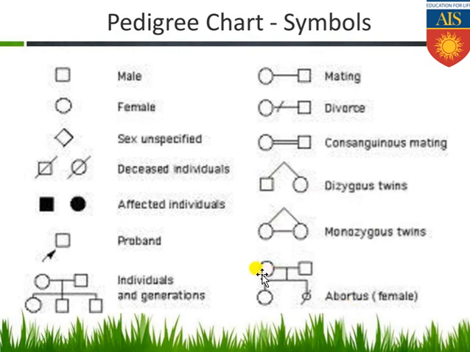In case of this symbol, you can see this female individual, the circle is small and it is also cut. That means it proves that this is an aborted female child.